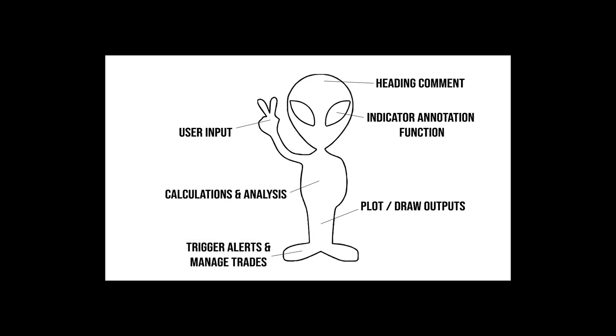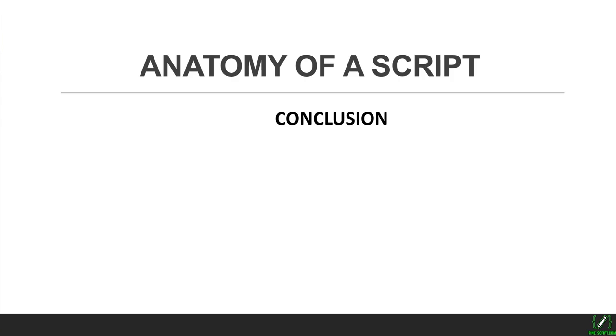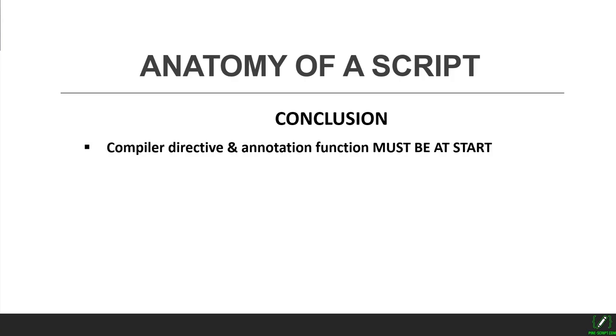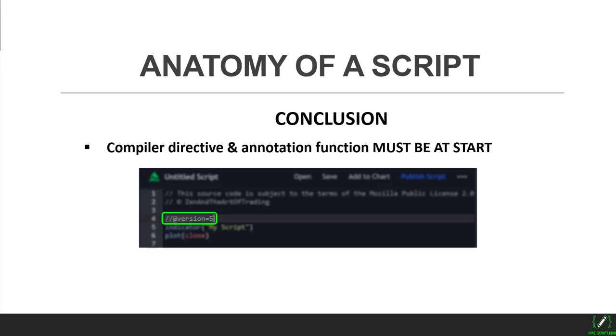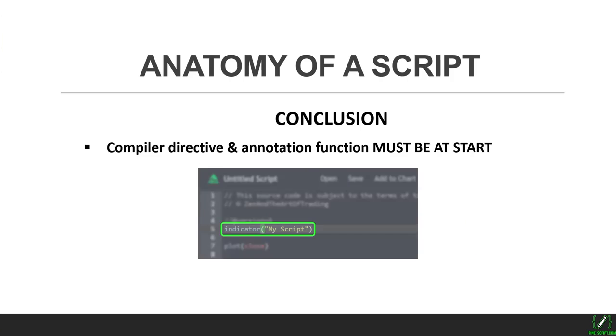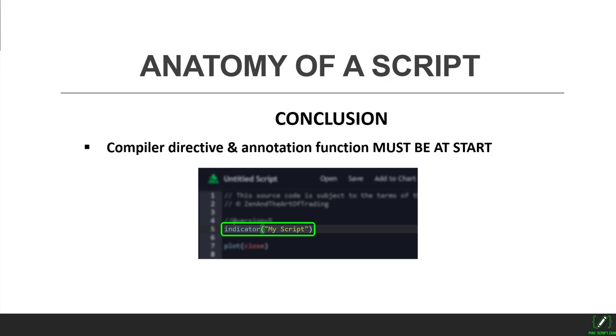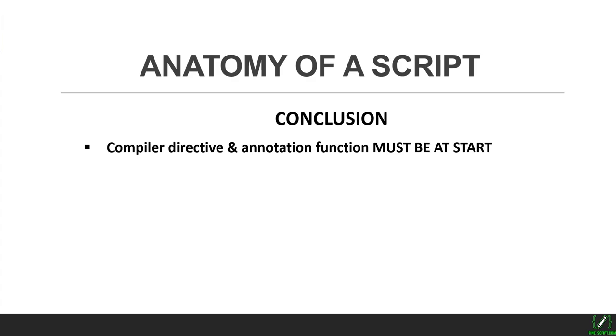So that's basically it for the anatomy of our scripts. That's a basic template and structure for our scripts. Here are some important things to take away from this. Your compiler directive and annotation function must be at the start of your script. So remember, the compiler directive is which version of PineScript you are using. That needs to be the very, very top of your script. And your annotation function must come after the compiler directive, because the annotation function is what tells PineScript what style or what type of script you are working with. So again, that's indicator scripts, strategy scripts, or library scripts.